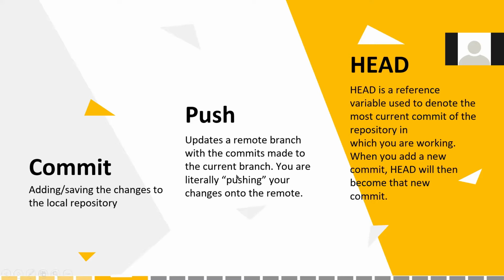Now a commit is like an event when you are trying to add or save changes to your repository, right? It's like clicking on the save button in Microsoft Word. If you click save once, we call it a commit. If you click save again, then we call it the second commit. And we can also name these commits as well.